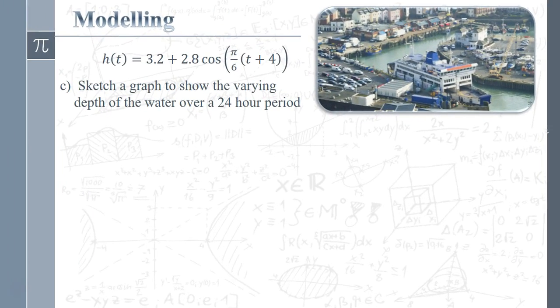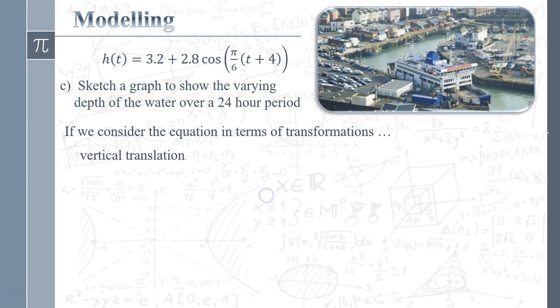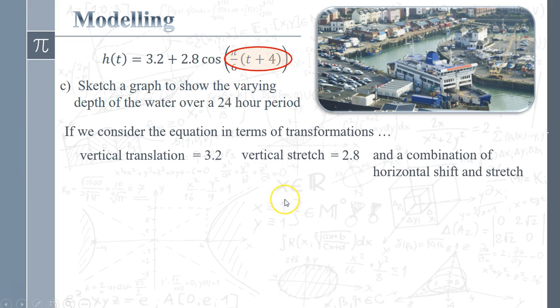On we go to part C, sketch the graph. Let's consider what's going on here. We've got essentially a cos curve, and it's got a vertical translation, which is that bit there. It's got a vertical stretch, which is that bit there. And then we've also got these bits in here, which are essentially a combination of a translation and a stretch in the horizontal direction. Those bits are less straightforward, but we don't need to worry too much about that, because as long as we can clock minimum and maximum points, which we've already done most of the work for, we're going to be okay. So here we go with our sketch.